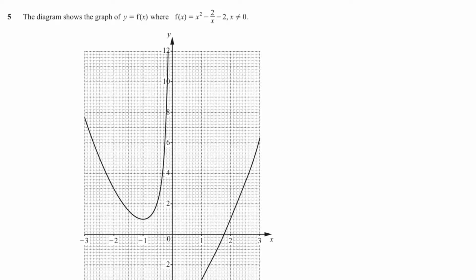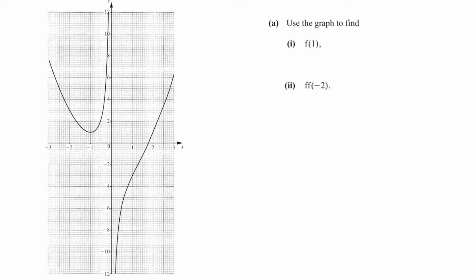In question number 5, we have been given a graph y is equal to f of x. The equation has been given and x is not equal to 0. Let's read the questions. In A1, we have to find f of 1. If it's in the bracket like this, it means that is your x value, and we have to find the y value. So you know that this is the x-axis. x is equal to 1 here and y is equal to -3.